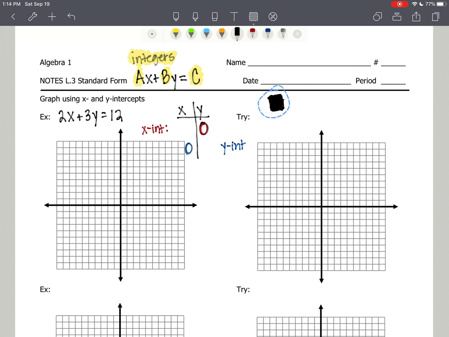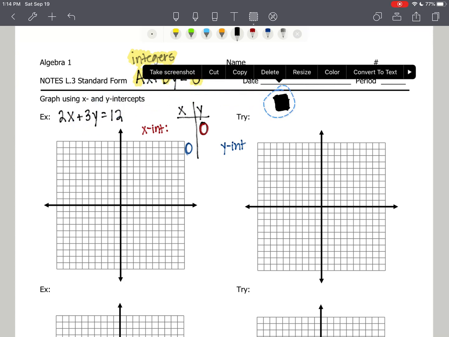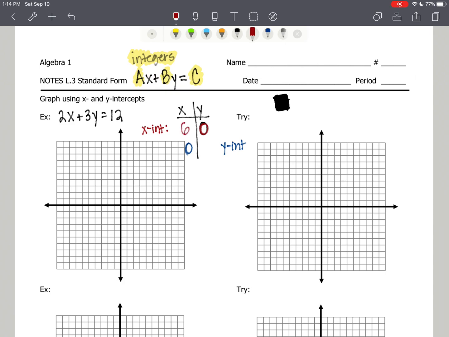2x plus 3y equals 12. If I want to find the x-intercept, I'm going to put a 0 in for y. That means it's going to 0 out my y term. So I have 2x equals 12, which means x equals 6. So 6, 0: 1, 2, 3, 4, 5, 6. The point (6, 0) is 1 point on the graph.